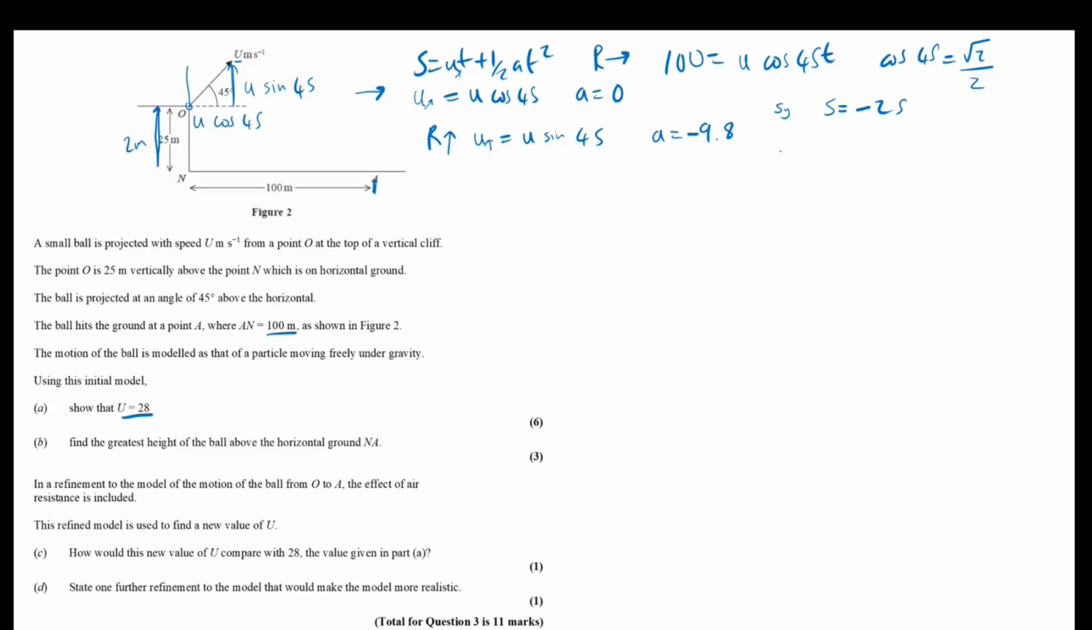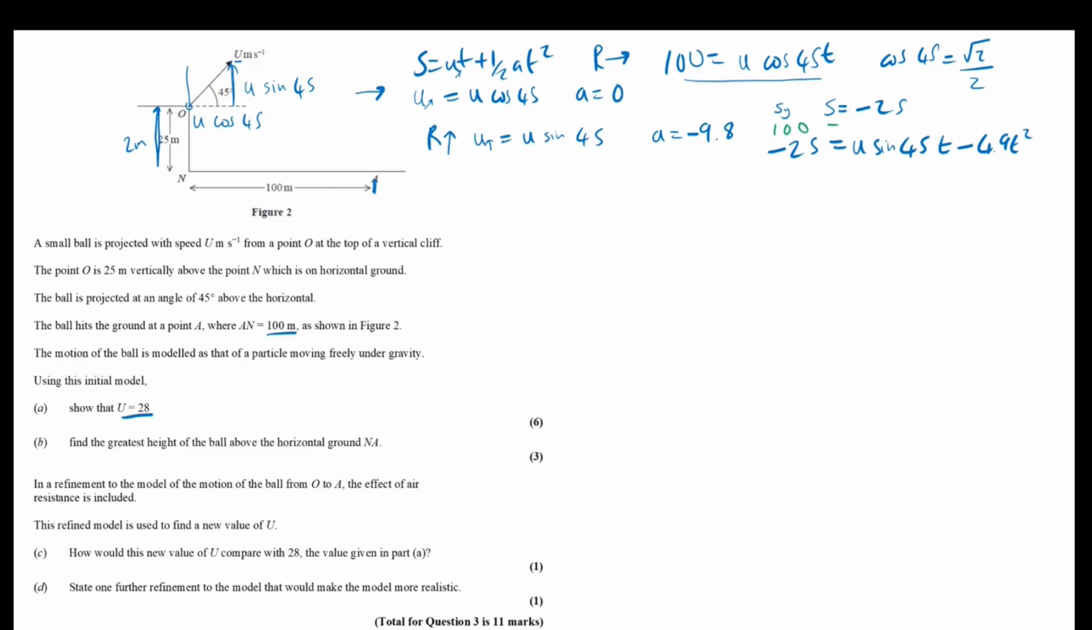So we can substitute this all in and get minus 25 equals, substitute it into here. So we've got U sine 45 times T. I'm just going to write that lot. Minus 9.8, half of minus 9.8 is minus 4.9, so it's going to be minus 4.9t squared. So I'll write this above because these shouldn't match.